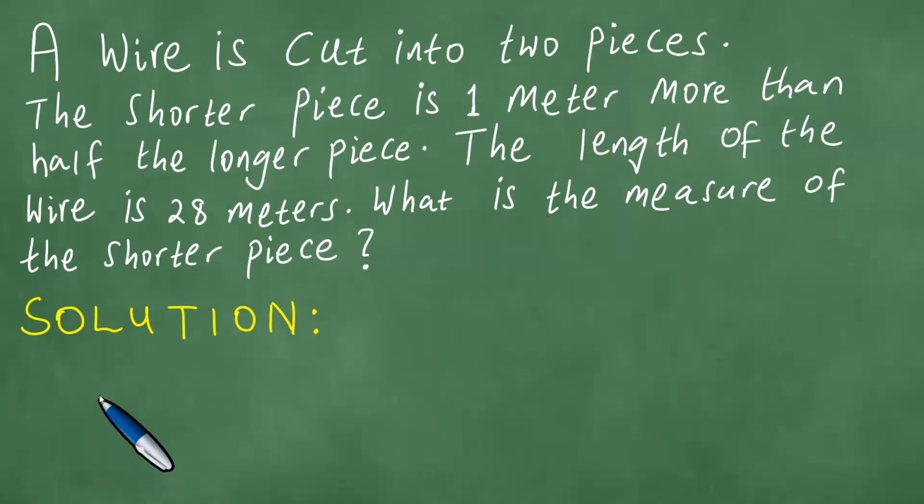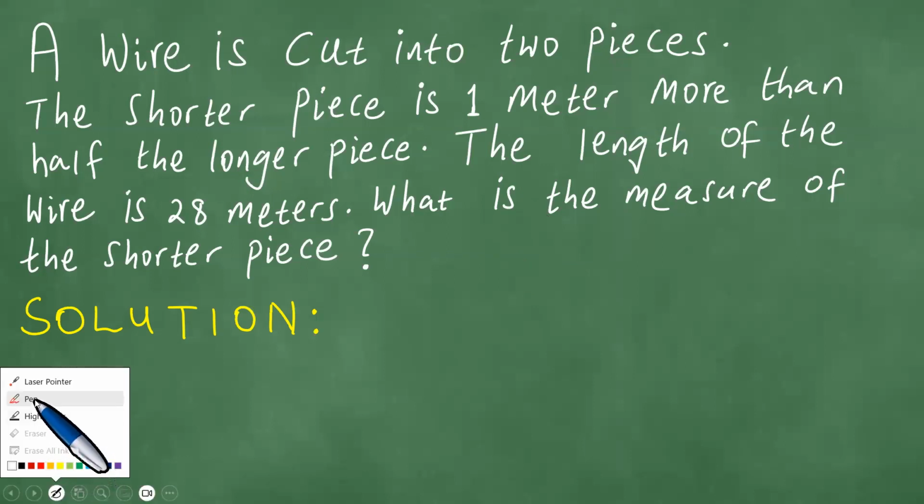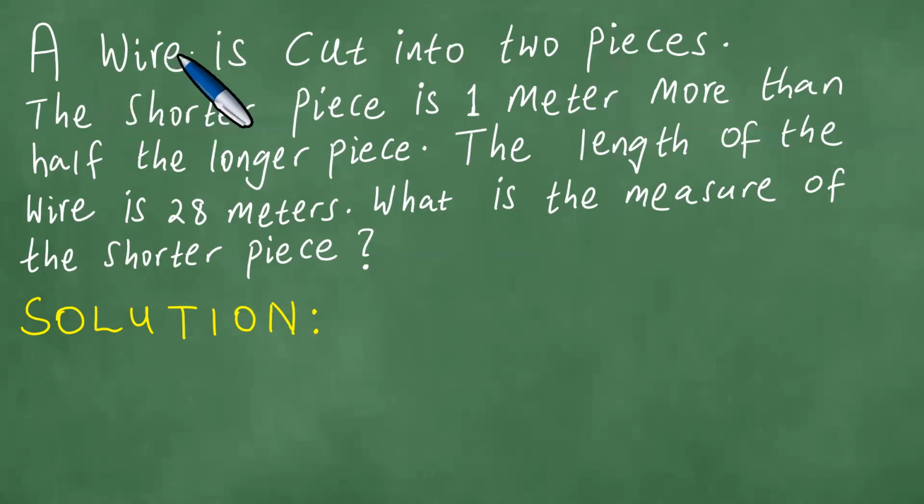Right, we are looking at this question here, and we want to solve this question in detail. To start with, we have a wire that is cut into two pieces. The shorter piece is 1 meter more than half the longer piece. The length of the wire is 28 meters. What is the measure of the shorter piece?